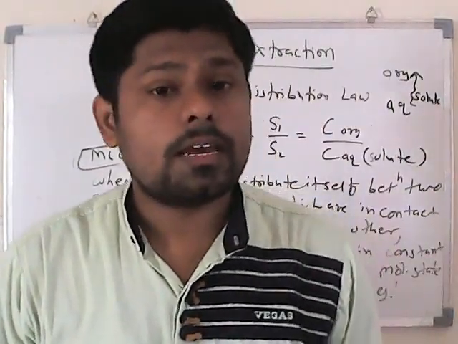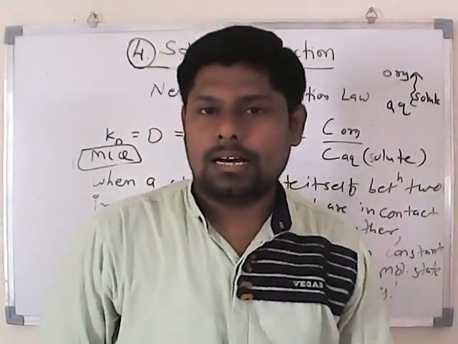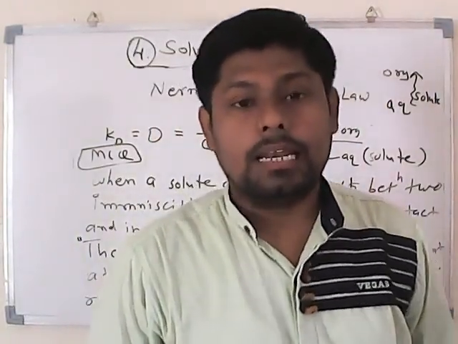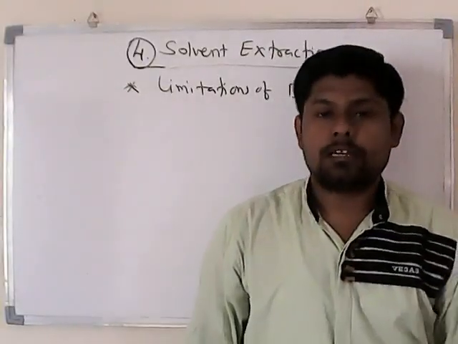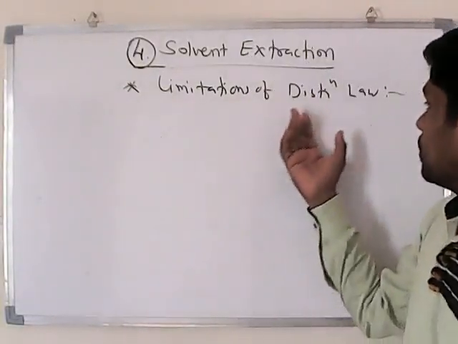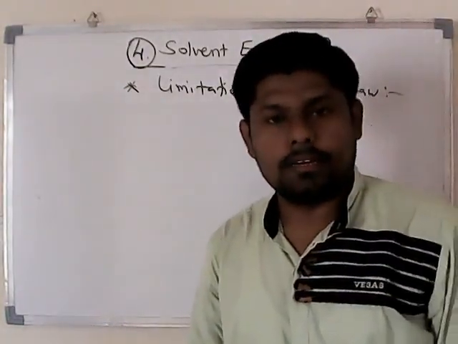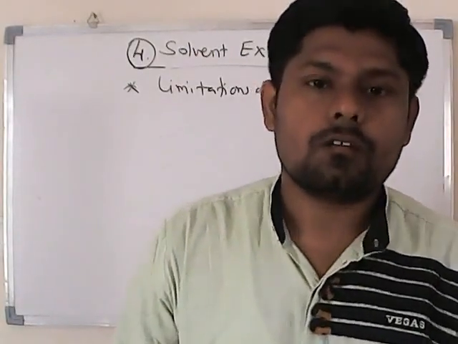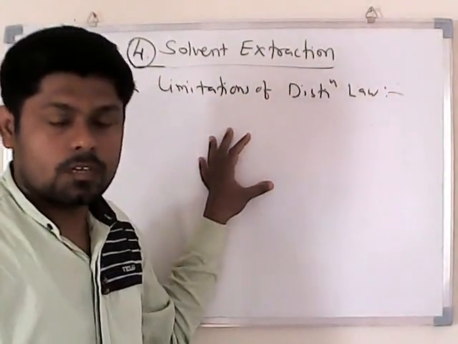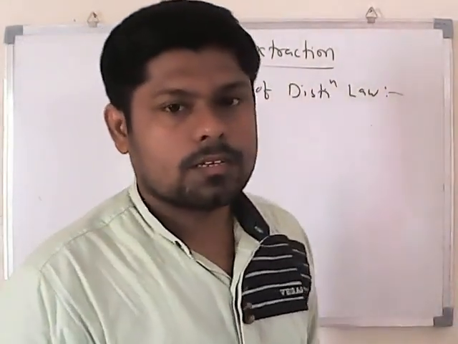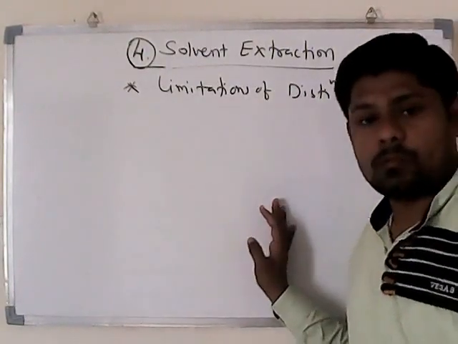When I extend this question into a long question of 5 marks, I ask you: what are the limitations of the Nernst distribution law? The full question is like this: give the statement of Nernst distribution law and also write down its limitations. Total 5 or 6 limitations are there. Some are already present in the statement of the Nernst distribution law.